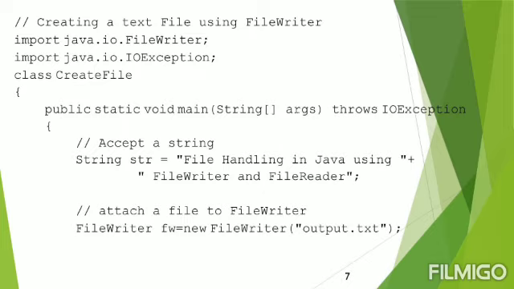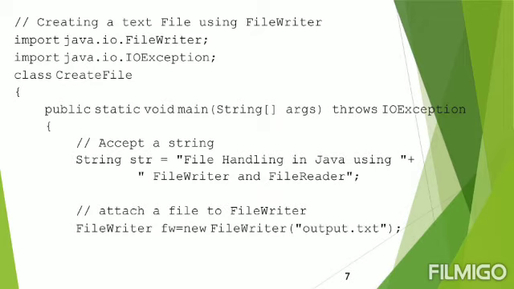If there is any error in reading a file, the IOException is thrown. So the IOException is imported into the program, and we create a class called CreateFile.